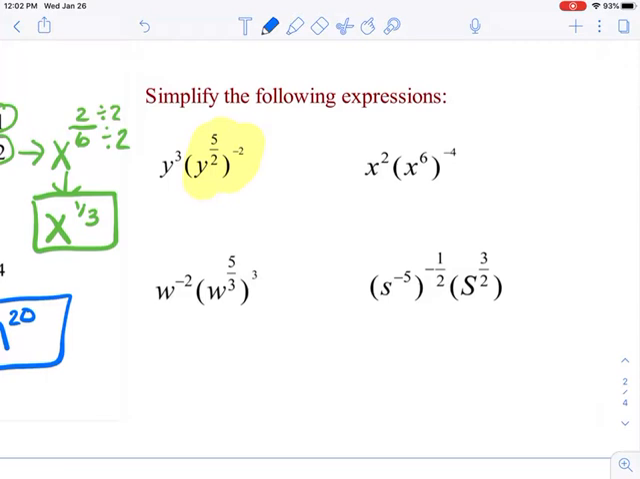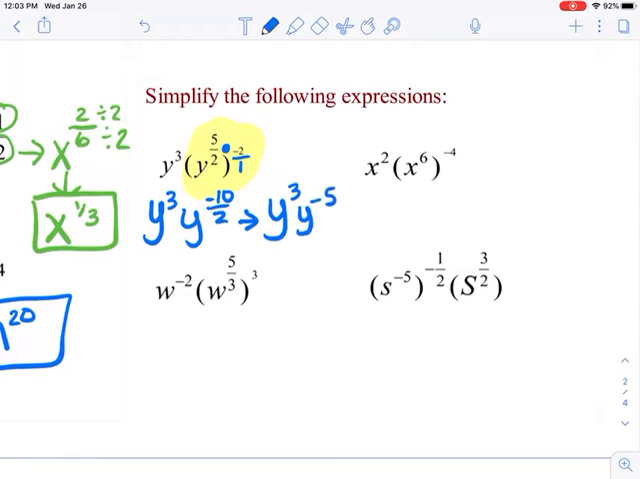So that means I have to take 5/2 times a negative 2. The y to the 3rd, that's going to stay for right now. 5/2 times a negative 2, right? Power to power, we multiply. Make that a negative 2 over 1. So it looks like I get y, straight across, negative 10 over 2, which simplifies to a negative 5th, right? So I have y to the 3rd times y to the negative 5th.